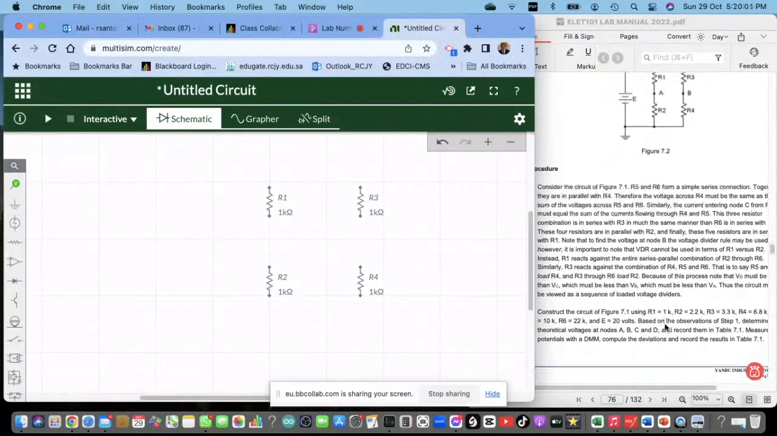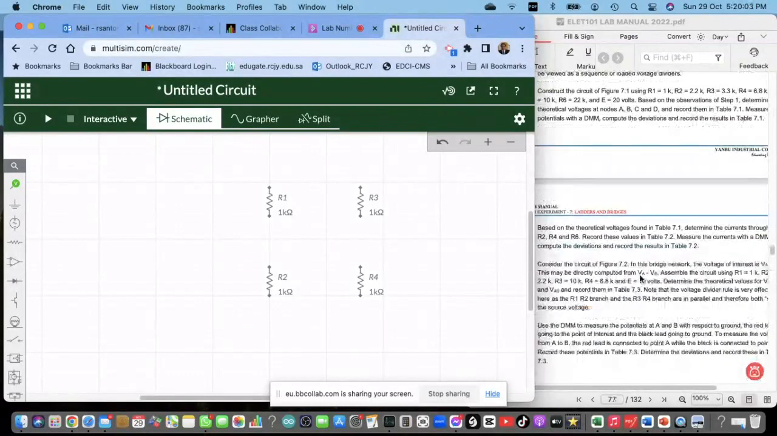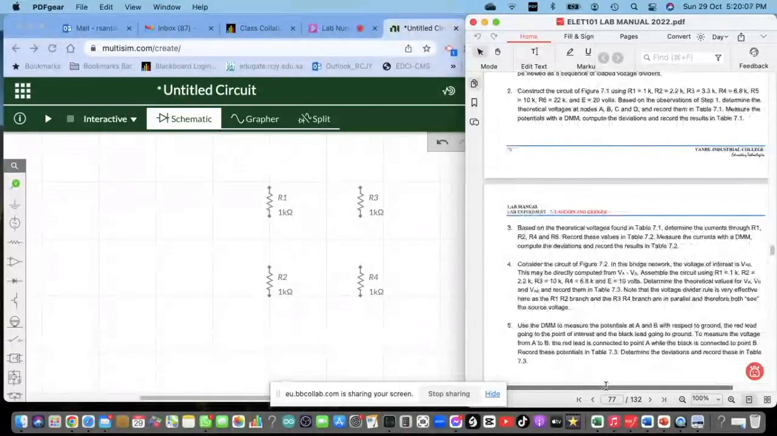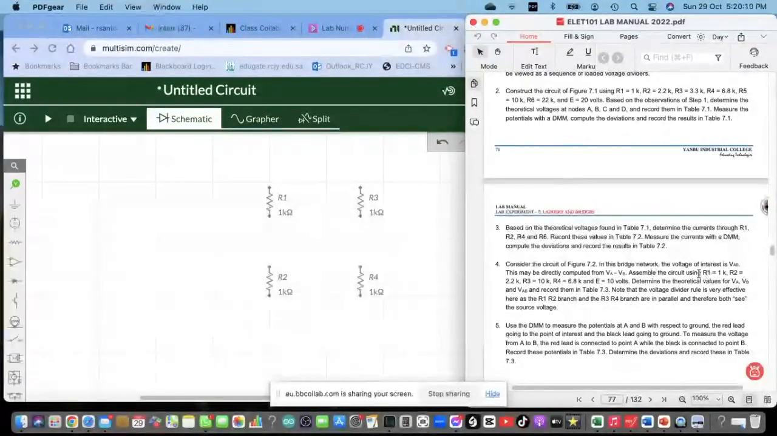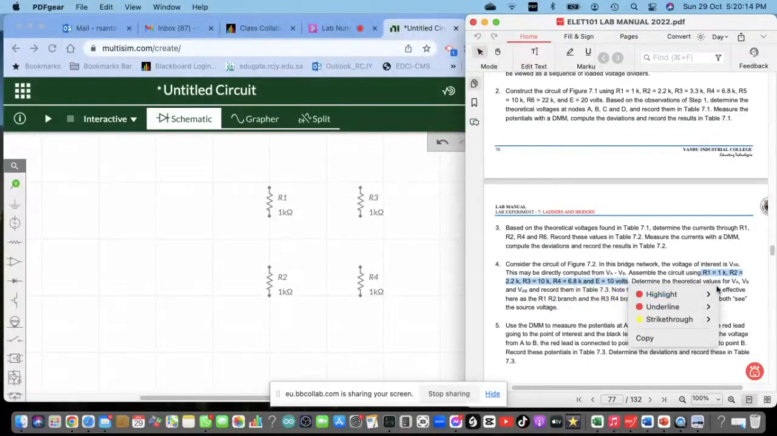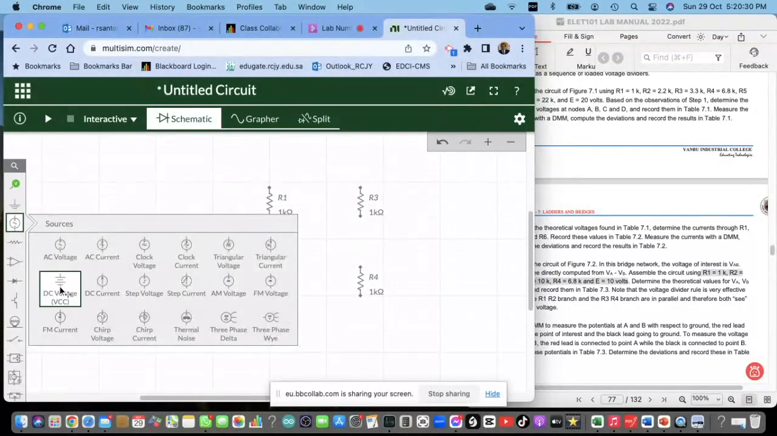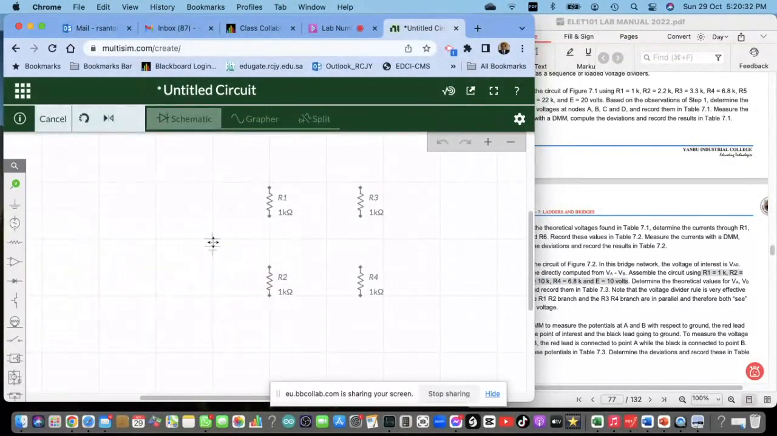What's the source value for 7.2? So for 7.2, we have R1, then 10 volts. R1 is 1 kilo, R2 is 2.2, R3 is 10 kilo, then R4 is 6.8. All right, so then we have the source of 10 volts. Let's get the source from the side.